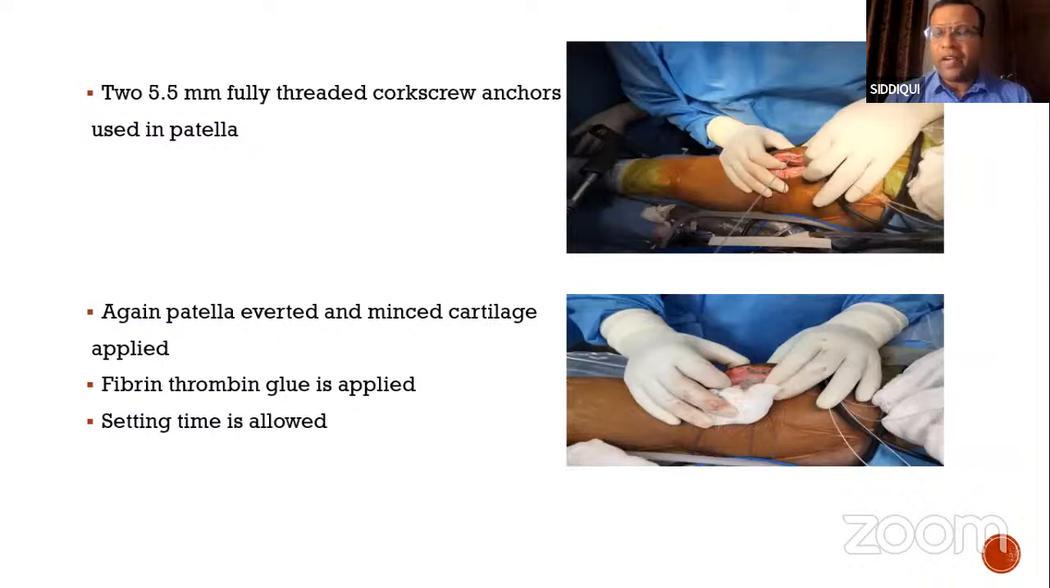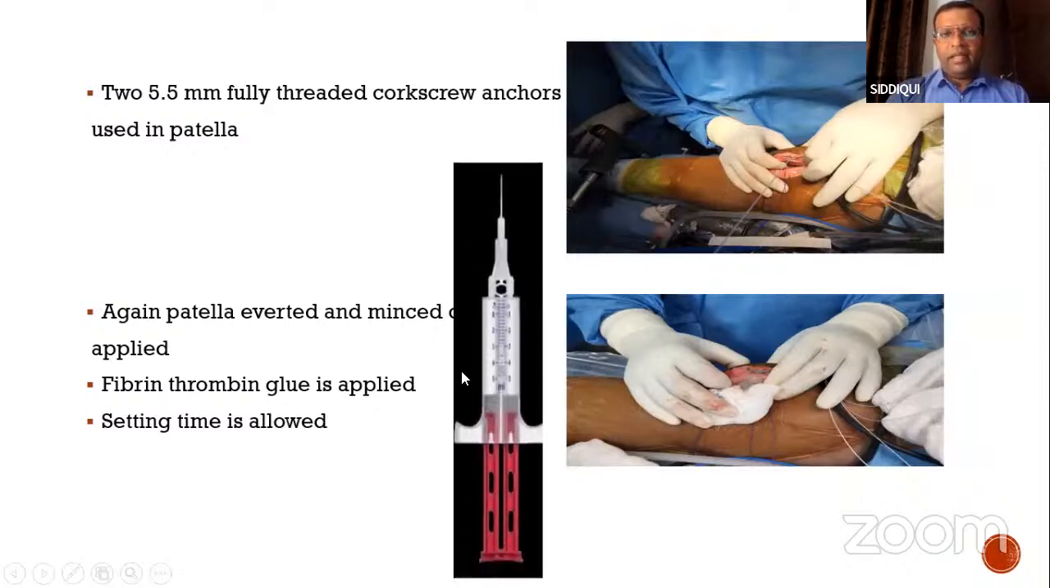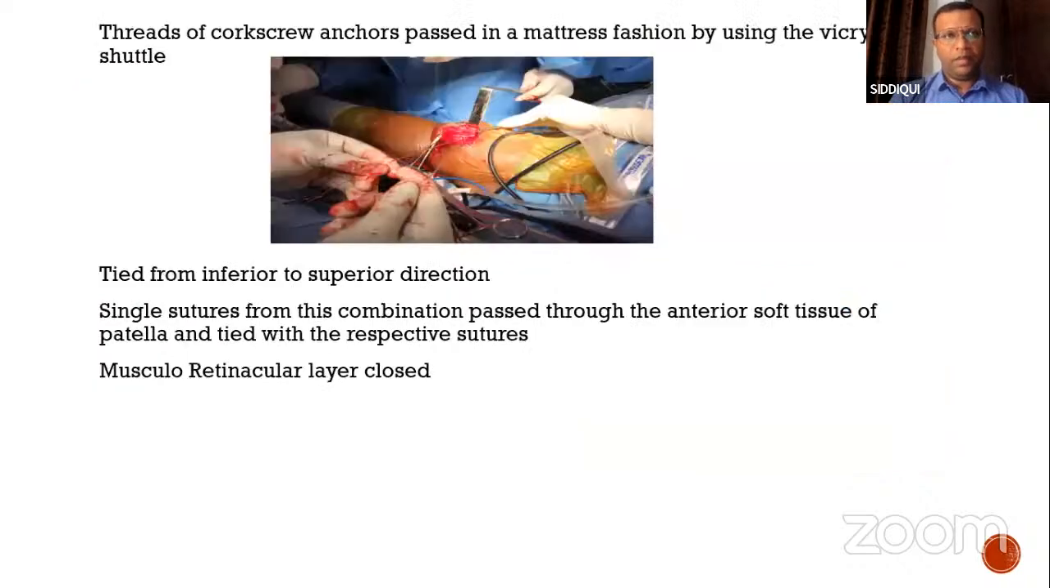So after that, 2 5.5 mm fully threaded double-loaded corkscrew anchors are used in the patella. After that, the patella is again everted and minced cartilage is applied using an applicator. And then it is stabilized with fibrin thrombin glue. A setting time of 10 minutes is allowed.